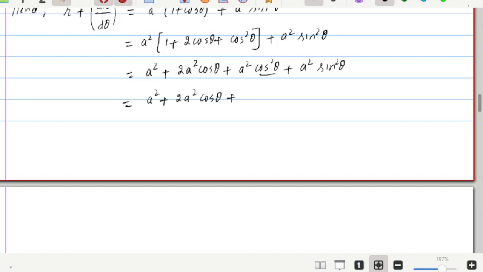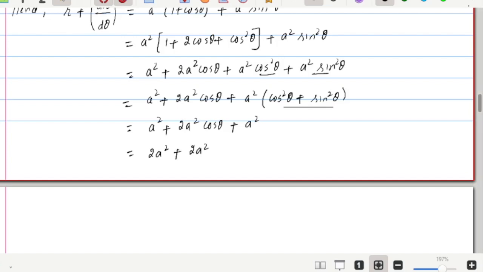अब इन दो को हम कंबाइन कर सकते हैं, we can take a square common, so this becomes a square into cos square theta plus sin square theta. Now this becomes a square plus 2a square cos theta, then again plus a square, because this expression is equal to 1. So finally this becomes 2a square plus 2a square cos theta. अब इसको हम रिप्रेजेंट कर सकते हैं, this is equal to 2a square into 1 plus cos theta.